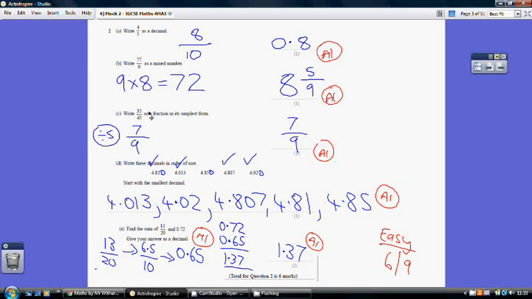Part C, write 35/45 as a fraction in its simplest form. Well, both are divisible by 5, so that gives us 7/9. Part D, write these decimals in order of size.